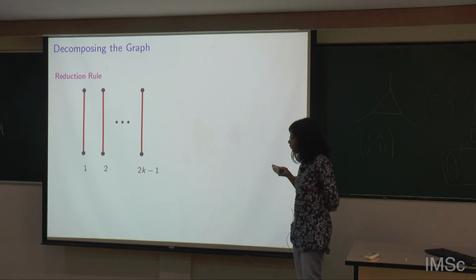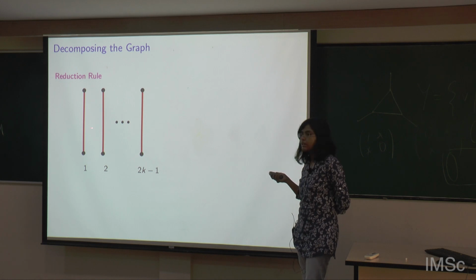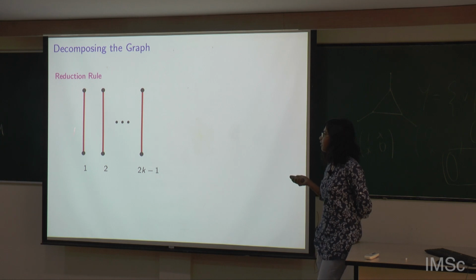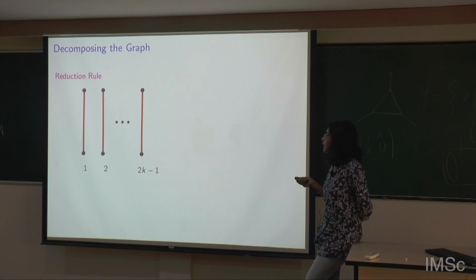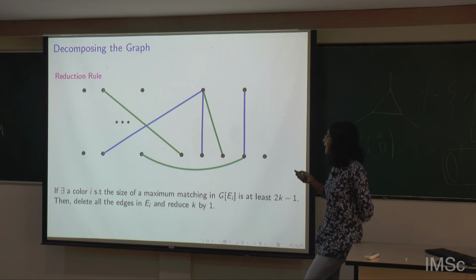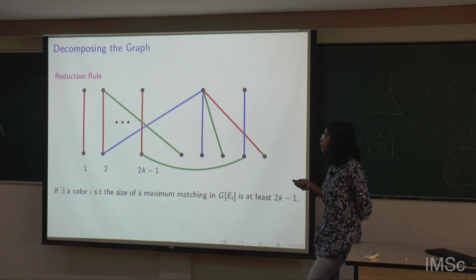So the first reduction rule is this: look at your graph and look at a particular color, look at the edges of that color. If you can find a matching of size 2k minus 1 among the edges that are there, and you might have some other edges also, some other edges of the same color, some other colors. Okay, so if the matching size is at least 2k minus 1, then I delete those edges. Why is this reduction rule safe? So I need to show the equivalence that we just talked about.